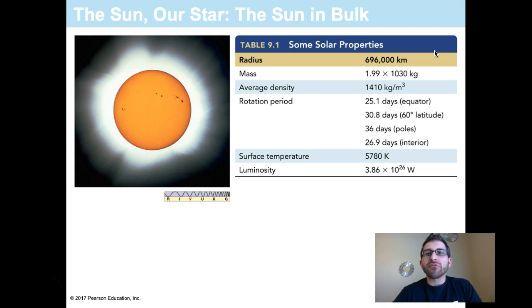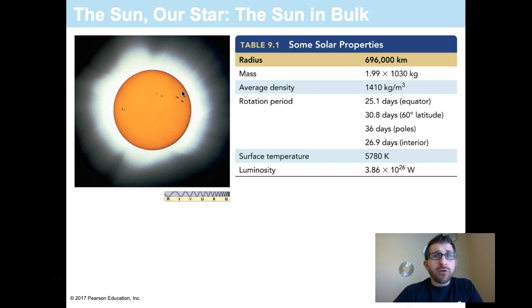In terms of its radius, it is 696,000 kilometers across. Now, this really doesn't give us a whole lot of perspective, but one of the things I think is helpful to think of is the fact that 100 Earths could fit in terms of the diameter of the Sun from one side to the other. These sunspots here, you could easily fit the Earth inside of one of them. 1 million Earths could fit inside of the Sun in terms of volume. So it's a pretty big place.